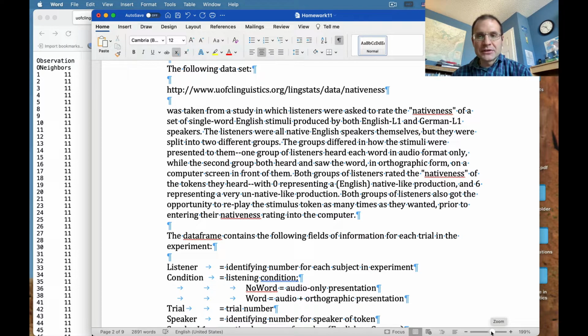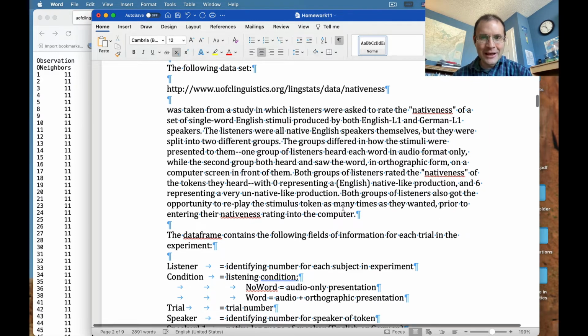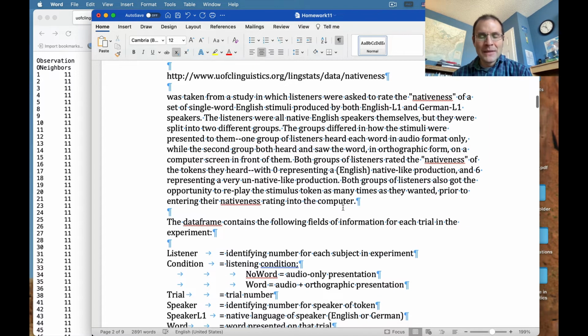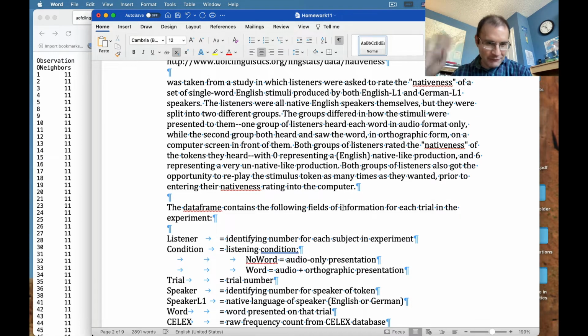Both groups of listeners rated the nativeness of the tokens they heard, with 0 representing an English native-like production and 6 representing a very unnative-like production. So 0 would be like, there's nothing different from the normal English pronunciation of this. That's why it's 0. There's no difference there. And then 6 is the limit on the high end, so that would be very unnative-like.